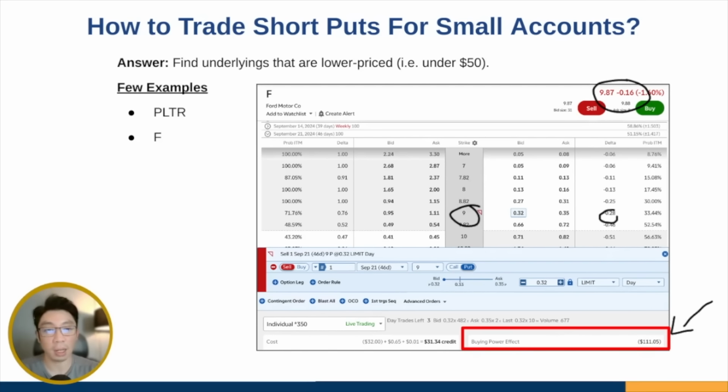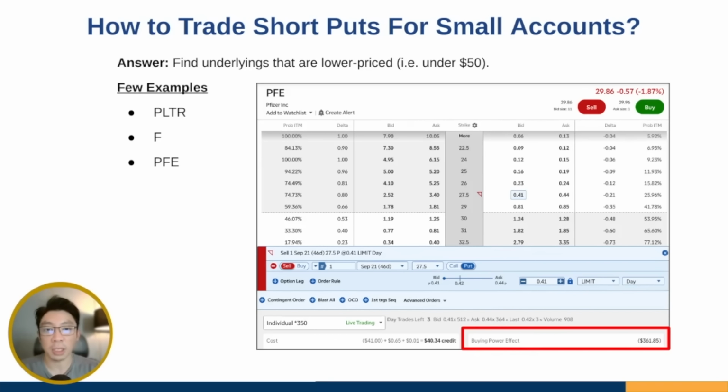So if you have a small account, definitely you can put this on. Now, the next one is Pfizer. So ticker symbol PFE. As you can see, Pfizer is roughly around $30. So pretty similar to Palantir. And if you were to put on the strike price of 27.5, delta roughly about 21, then you can get a buying power of roughly $361.